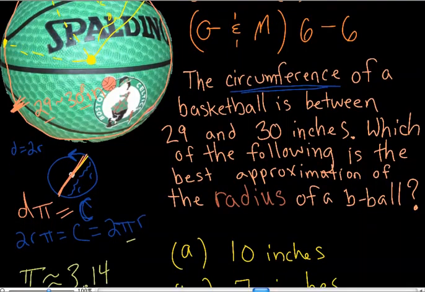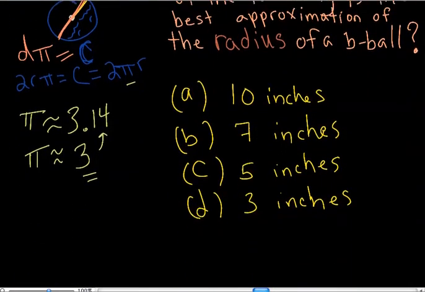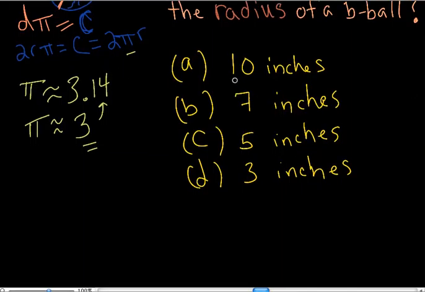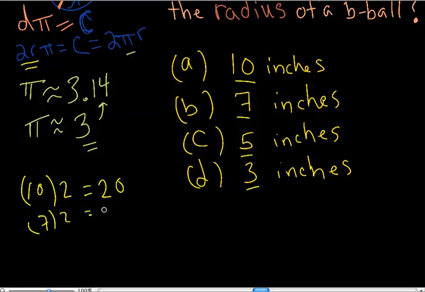Notice that all the answers that they gave us are possible answers for the radii. So what we're just going to do is we're going to take each one of these answers and plug it into our formula that we know. Now remember what I said, that in this formula we're using 2 r's, so we're going to double all these. So 10 inches times 2 is 20, 7 inches times 2, that's 14. 5 inches times 2, that's 10. And 3 inches times 2 is 6.